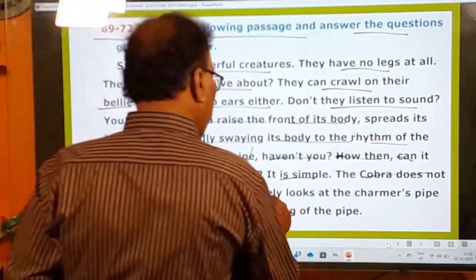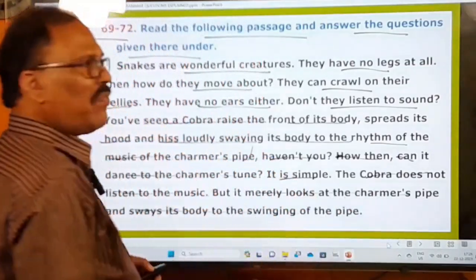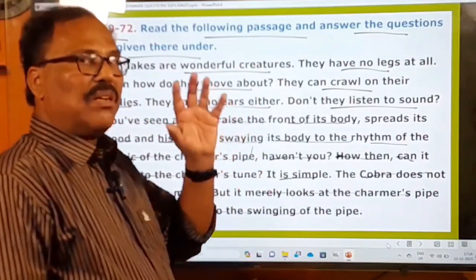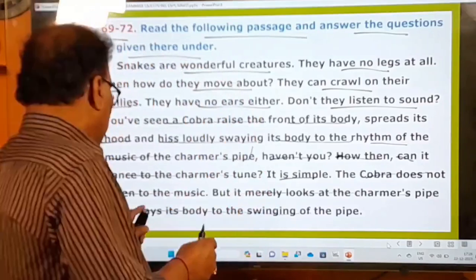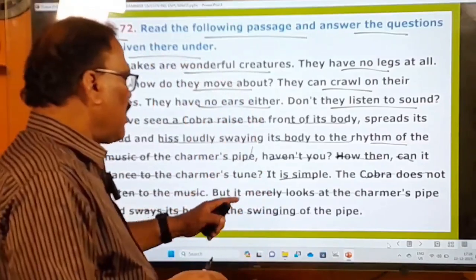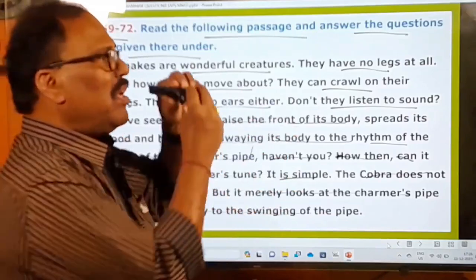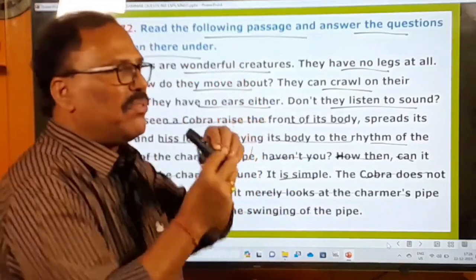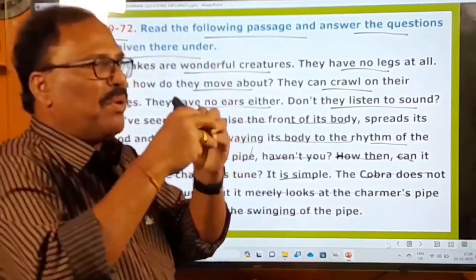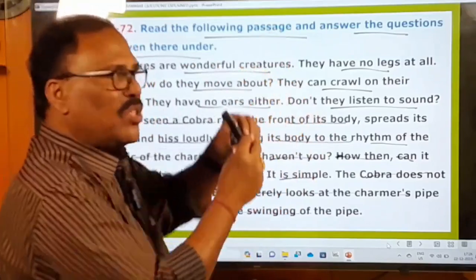But it merely looks at the charmer's pipe and sways its body to the swinging of the pipe. So here, the snakes do not have ears, and simply they will be swaying according to the swinging of the snake charmer's pipe. So what will he be doing? He will be saying like this. When he is blowing the pipe, swinging the pipe, the snake will also be swinging or swaying.